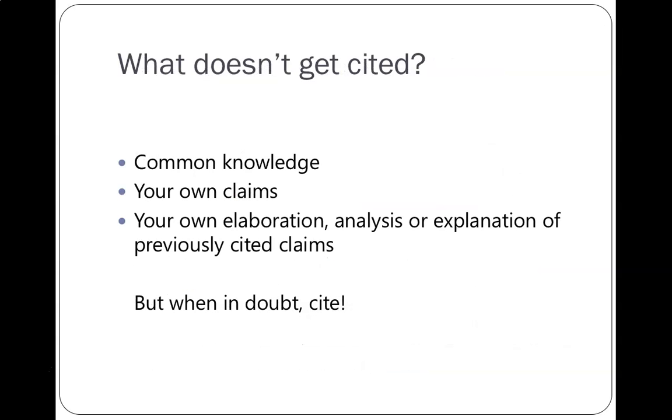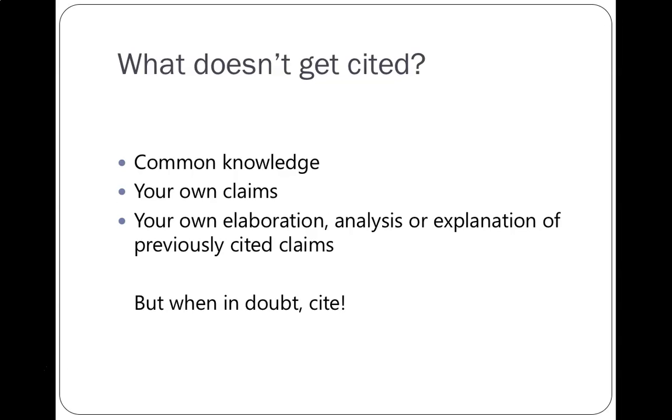Okay, now what doesn't get cited? Things that are common knowledge, right? If everybody knows it or most people know it, you don't have to cite it, right? Your own claims, right? Your thesis statement, claims you make in the paper, those you don't have to cite, right? Now, if someone came along and wants to quote you from your paper, they would have to cite it.